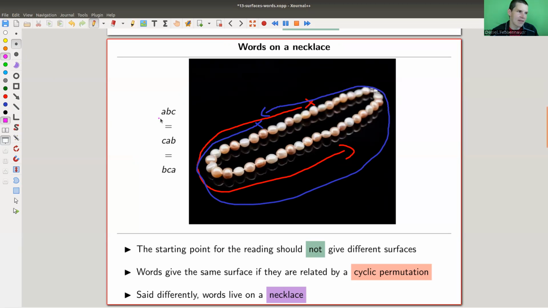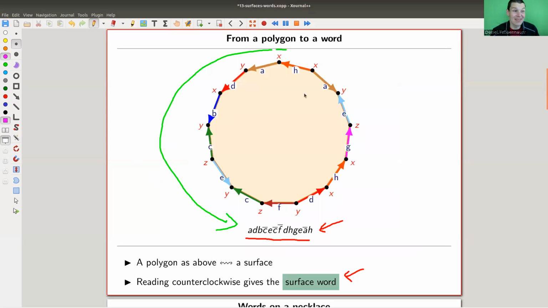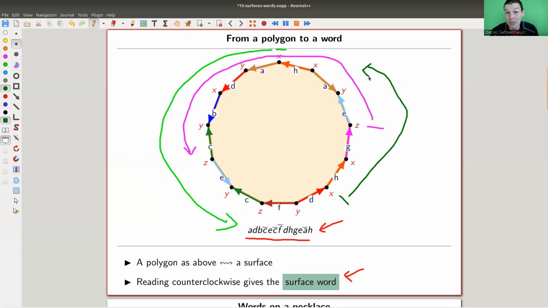In a very simple case, ABC is the same as CAB is the same as BCA. You just permute the letters through, thinking of it as being on a necklace, and that really shouldn't give a different surface, because it just corresponds to me choosing a different starting point, and the surface just doesn't see that. It stays the same, right? The polygon doesn't change. Whether I choose a different starting point or not, the polygon doesn't care.